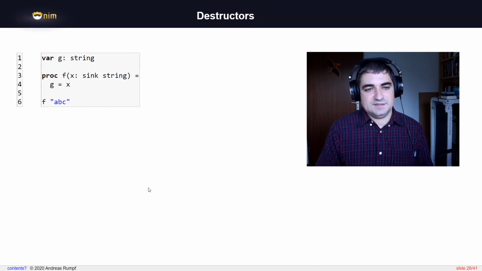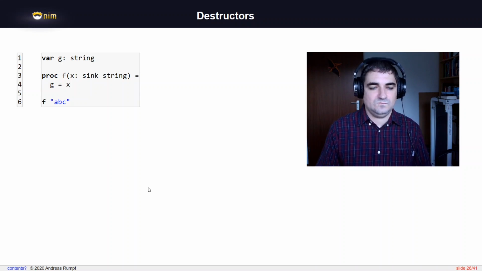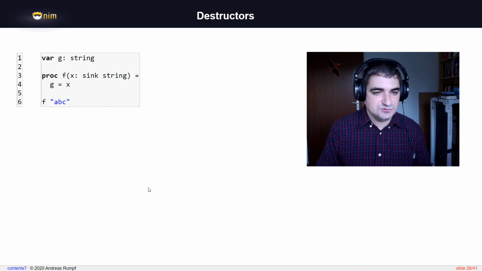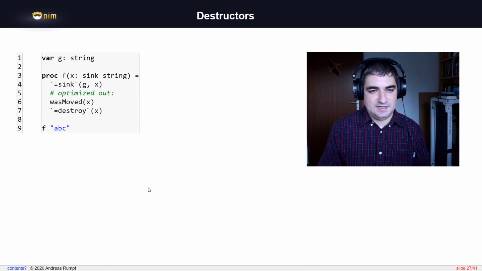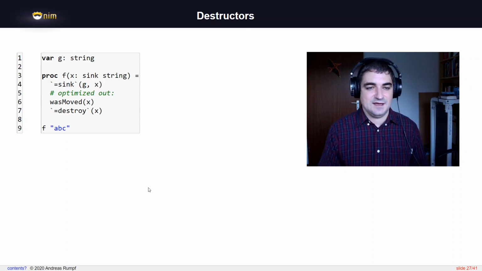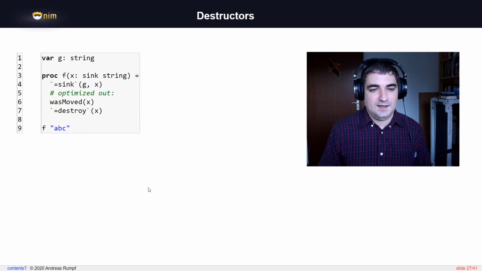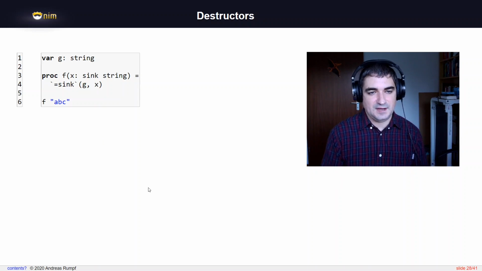But here I have a different example, and here I copy or move this x into g. And what happens here? I do use x. And the compiler says, actually, this is a sink operation, like it sinks the x into g. It also then says, afterwards, x was moved, and x should be destroyed. And then this was moved and destroy pair is optimized away, because these cancel each other out. So what we are left with is you move the x into the g.